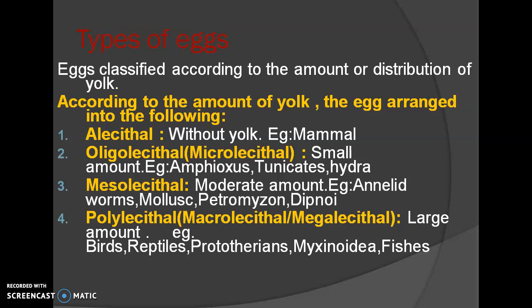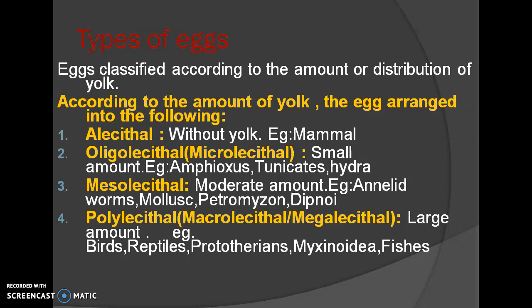Then comes the oligolecithal or microlecithal type. Micro means small. In this type of egg, there will be a small amount of yolk. This is generally seen in Amphioxus, tunicates as well as Hydra. These types of animals exhibit this microlecithal type with a little amount of yolk in their egg. Then comes mesolecithal. Meso means moderate. So mesolecithal eggs generally have a moderate amount of yolk. This is exhibited by annelid worms, mollusks, petromyzon as well as dipnoi. Dipnoi means the lungfishes.